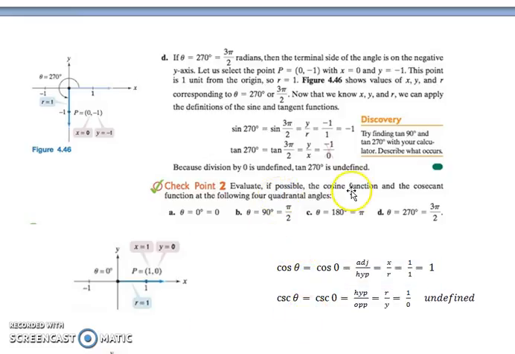Okay? So, they asked you to find the cosine and the cosecant. Remember, cosecant is not the reciprocal of cosine, it's the reciprocal of the sine. So for cosine, and if we're starting at 0, remember we're at the point 1, 0, so x is 1, y is 0, r is still 1. Notice for all of these, r is 1. So the cosine of 0, cosine is adjacent over hypotenuse, or x over r. In this case, they're both 1, so that's just 1. Cosecant is the reciprocal of the sine, so it would be hypotenuse over the opposite, or r over y, which gives us 1 over 0, undefined.